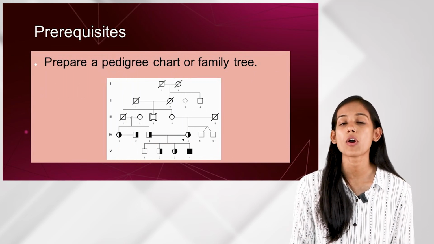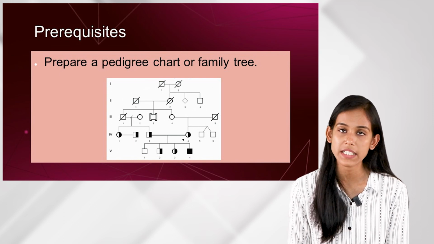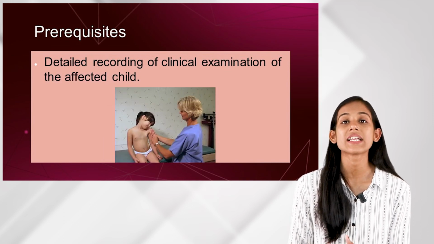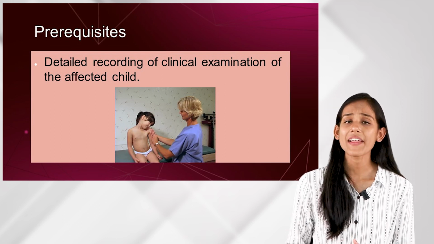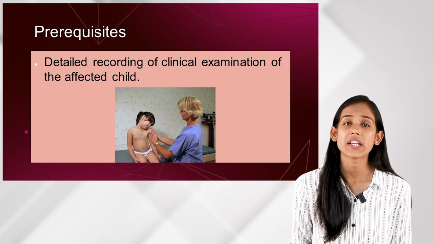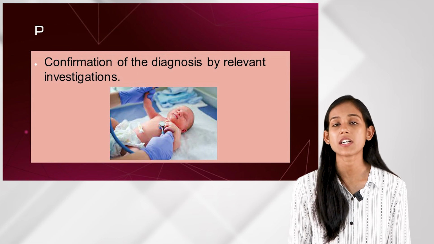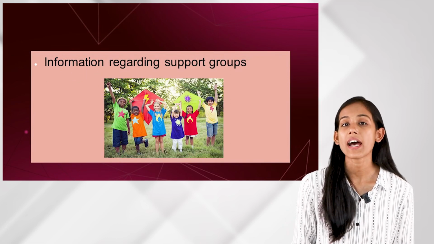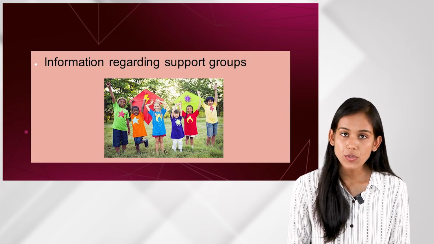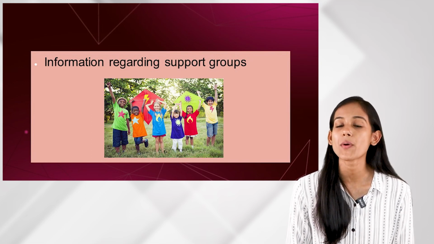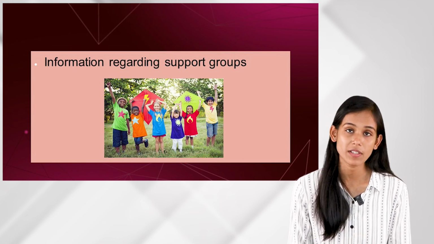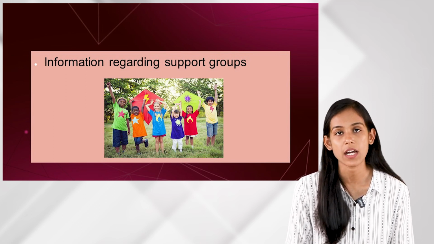And then if a child is already present with a birth defect, we have to take a detailed history and record the clinical examination of that child. Then the relevant investigations should be done to confirm the diagnosis. You should also have information regarding support groups, and be aware of the emotional reaction of the parents and how they accept the fact. This is all about genetic counseling.